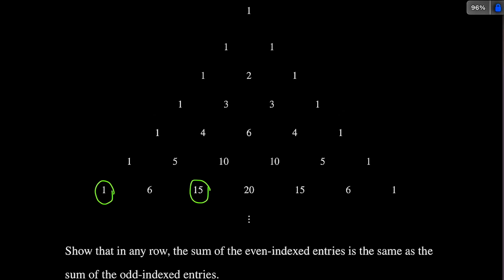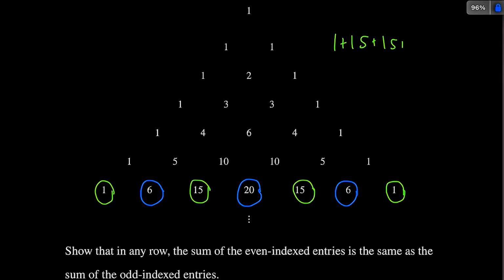I'm going to circle these ones as the even ones in green and the odd ones in blue. Now let's sum them. So I have 1 plus 15 plus 15 plus 1 is 32. But at the same time, 6 plus 20 plus 6 is also 32, right? And this is true for every row. You can check it. But why should this be true?